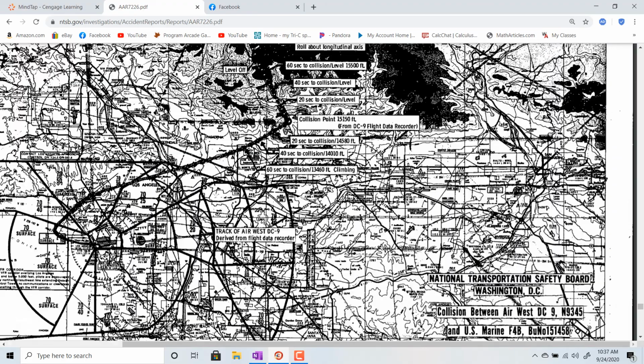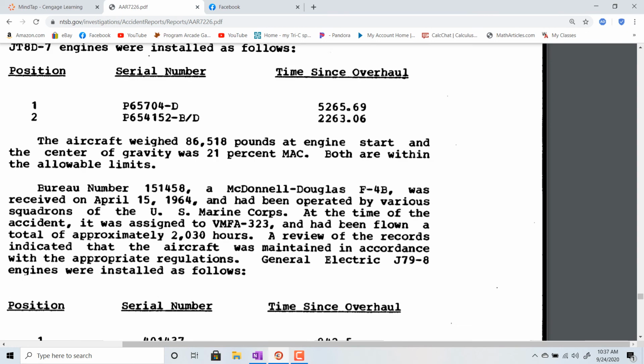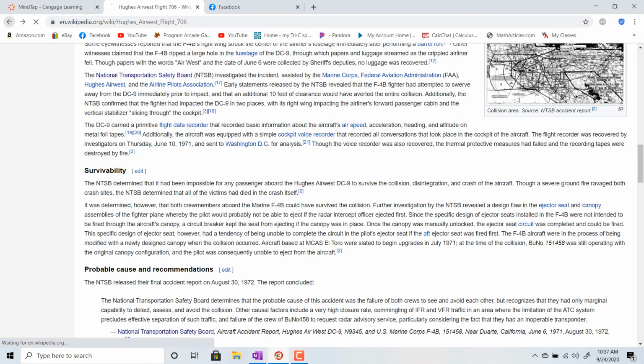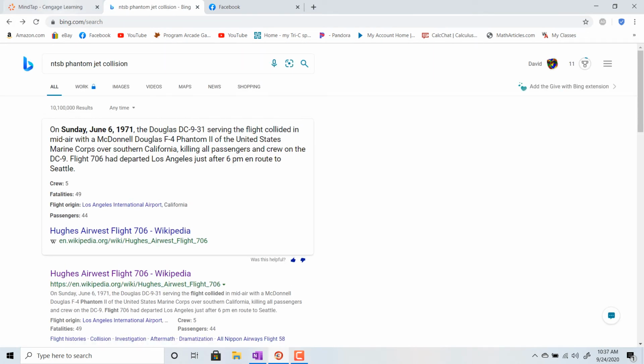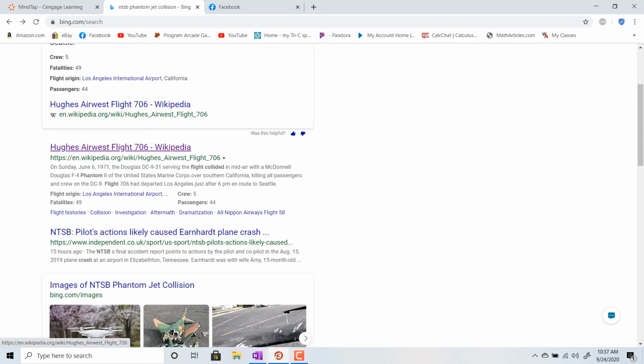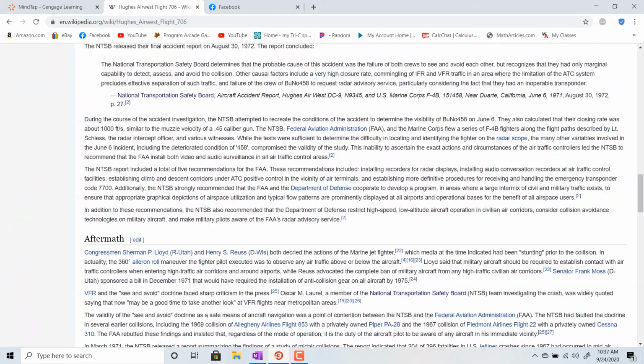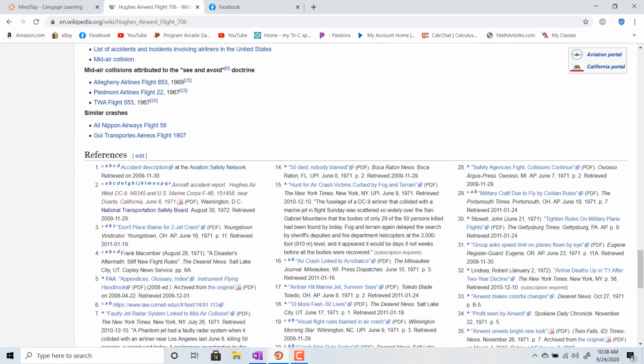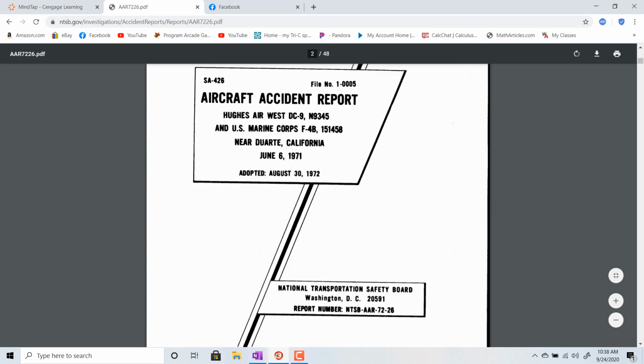But this is well within your ability to work with if you wanted to go in there and read about it. I just Googled basically DC-9. I Googled F4 collision NTSB Phantom jet collision, and then I went to here. It's the Hughes Air West Flight 706 Wikipedia page, and then I went to the NTSB report, which is right here, I believe. And then that gave me the NTSB report, and I can go read it.